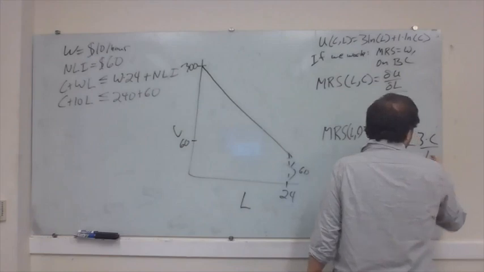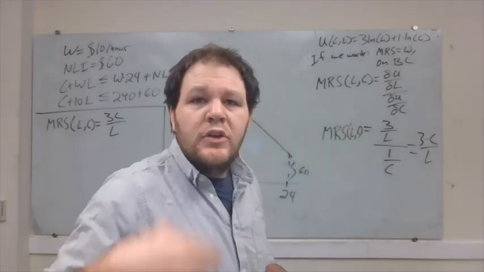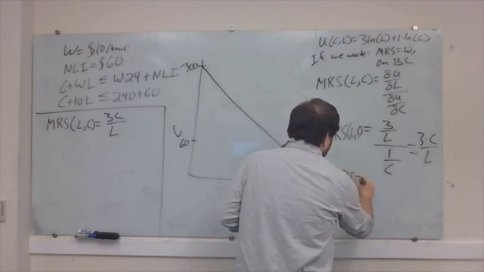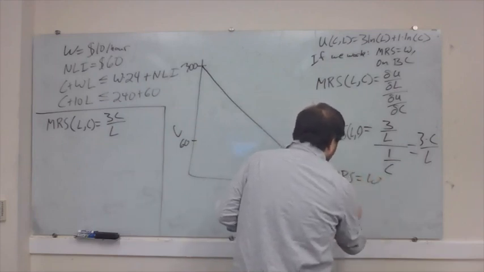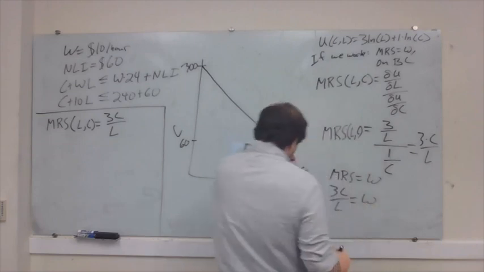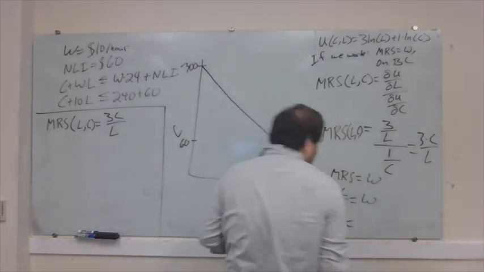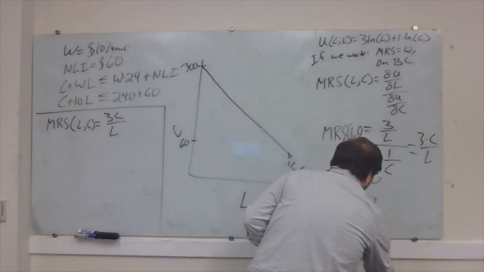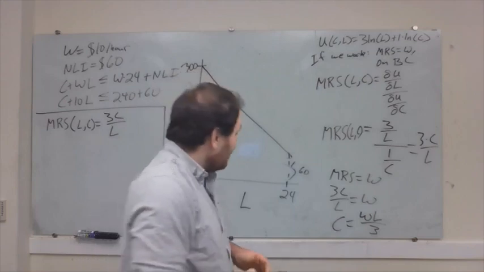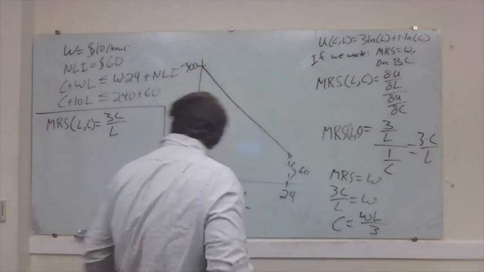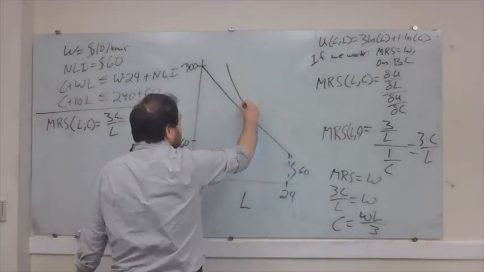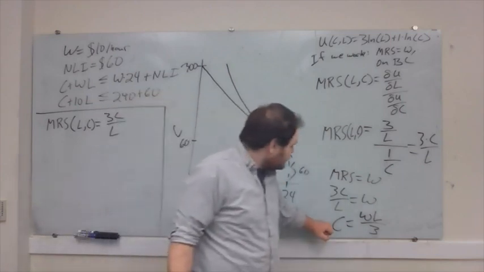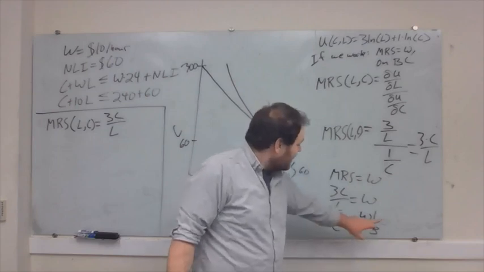Wonderful. So I can set my MRS equal to W, say 3C over L equals W, and therefore conclude that C has to equal W times L over 3. In other words, in order for my MRS to equal my price ratio, in order to have an indifference curve that's tangent to my budget constraint, I have to consume consumption in a ratio with leisure given by W over 3. Wonderful.